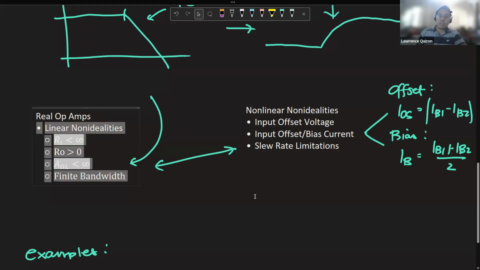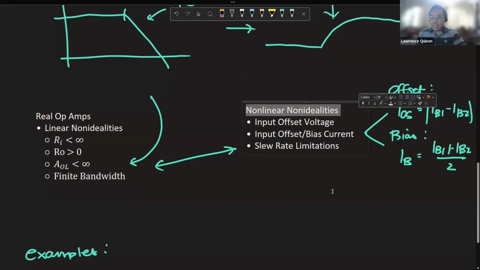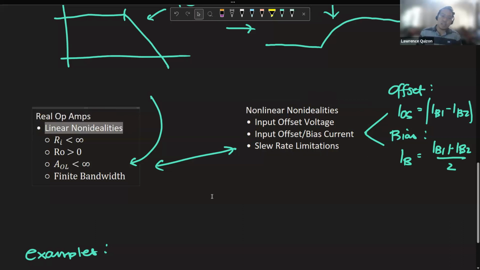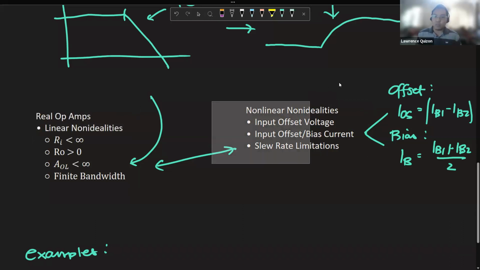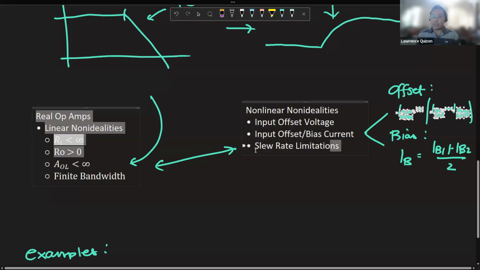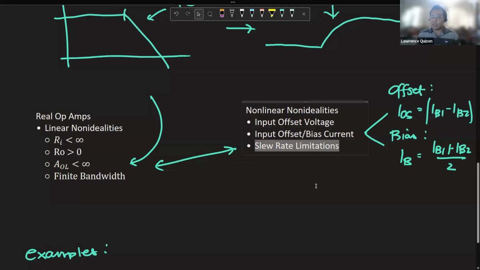So for real op amps, both the linear and nonlinear non-idealities apply. It's not like you have an op amp with only nonlinear non-idealities or only linear non-idealities. For real op amps, both of these apply. So the short answer is, if you see a slew rate limitation, that means your op amp also has a finite bandwidth. It's implied by the existence of slew rate limitations.